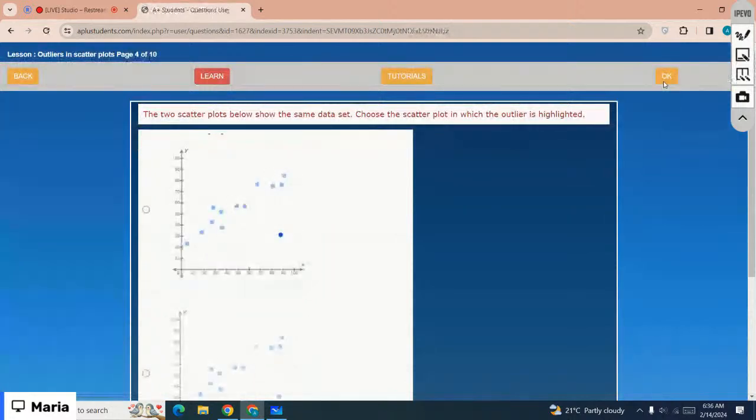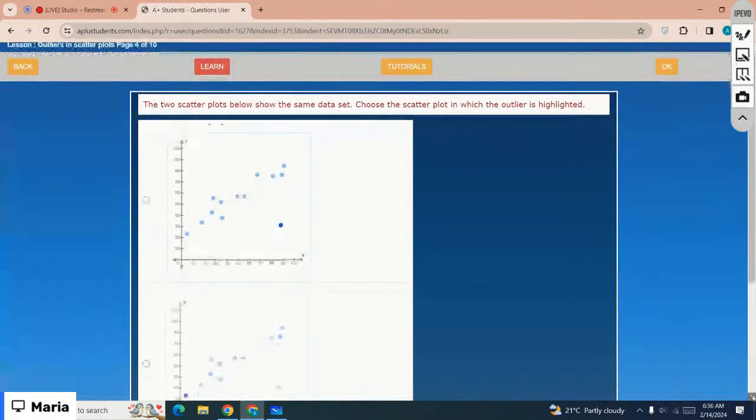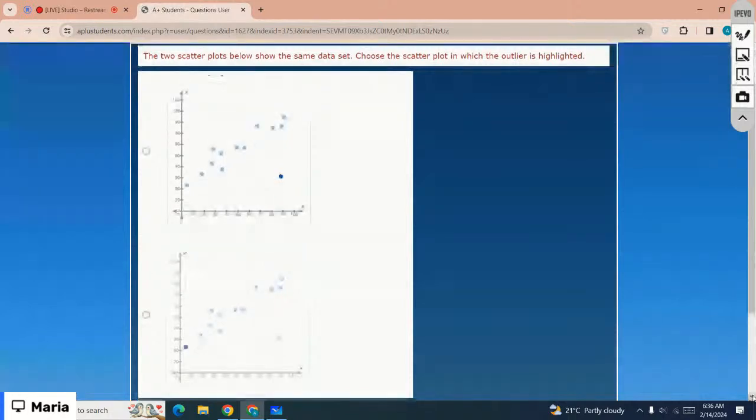The two scatter plots below show the same data set. Choose the scatter plot in which the outlier is highlighted. So, which is the correct option? The correct option is, yes, that is option number 1, right?